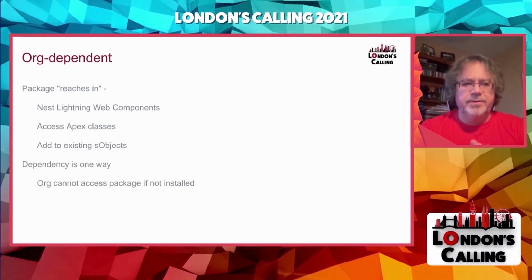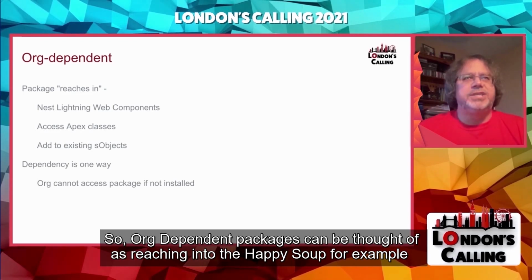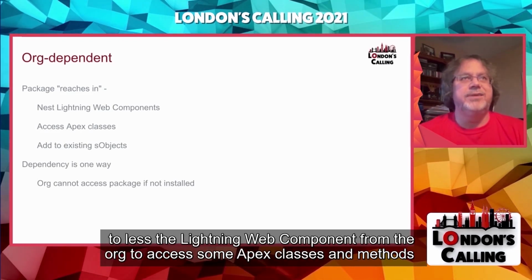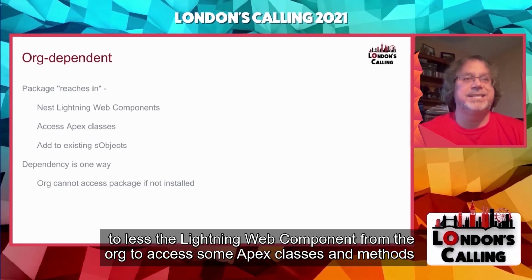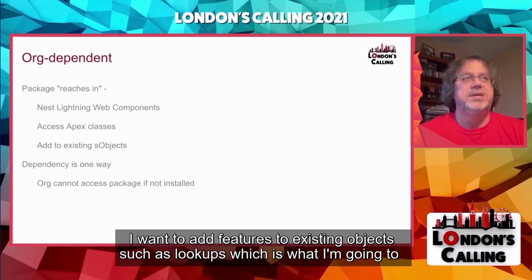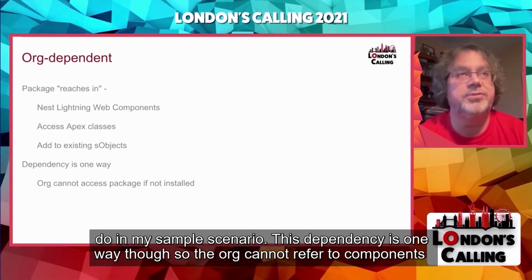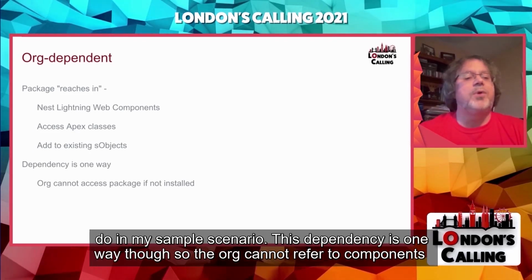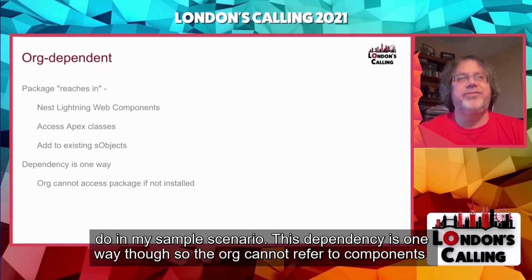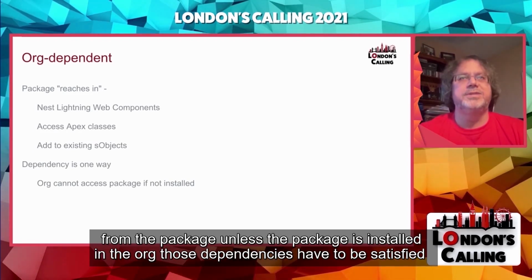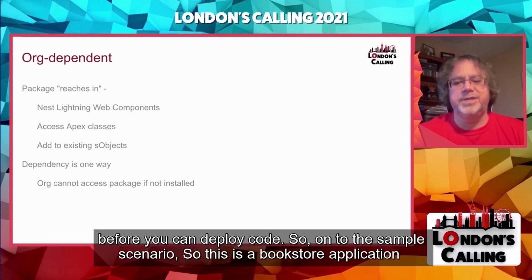Right. So org-dependent packages can be thought of as reaching into the happy soup. For example, to nest a Lightning web component from the org, to access some Apex classes and methods, or to add features to existing objects, such as lookups, which is what I'm going to do in my sample scenario. This dependency is one way, though. So the org cannot refer to components from the package unless the package is installed in the org. Those dependencies have to be satisfied before you can deploy code.